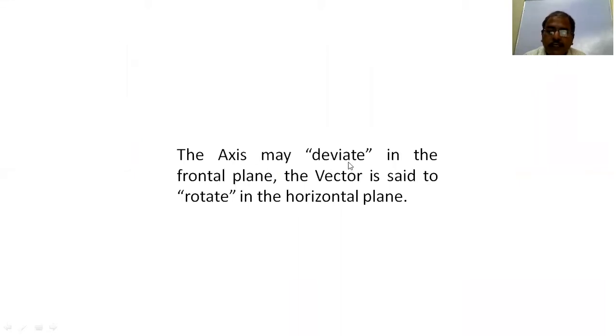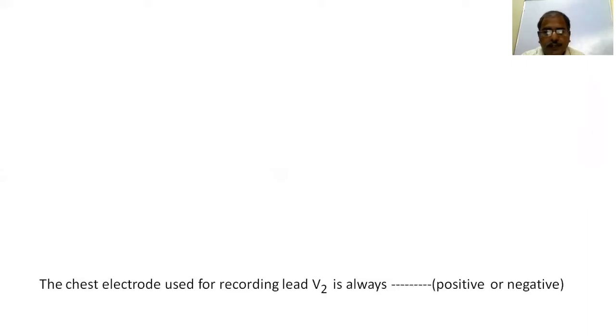See, when we say axis deviation, it is always the frontal leads. That means lead 1, lead 2, lead 3, AVR, AVL and AVF. But when we say the vector is rotated, that means we are looking for this rotation in chest leads, that is V1, V2, V3, V4, V5 and V6. So now we have to look for whether the chest electrode used for recording lead V2 is positive or negative.